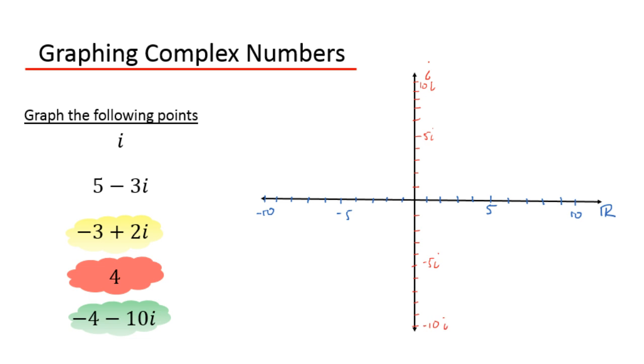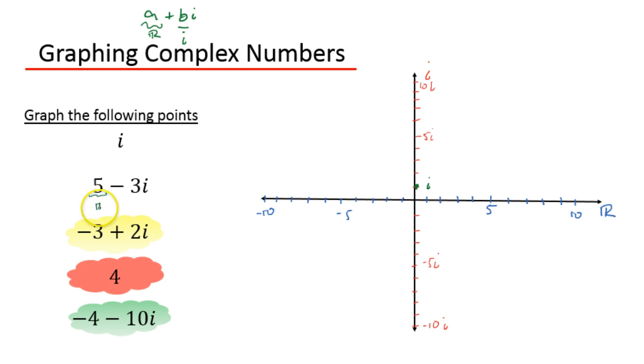And I'm going to begin with the first example. I'm going to plot my i. Remember that all numbers have two components: a real component and an imaginary component. This is purely imaginary and it's at 1i. So 1i is just there. That is considered to be plotted. Done.